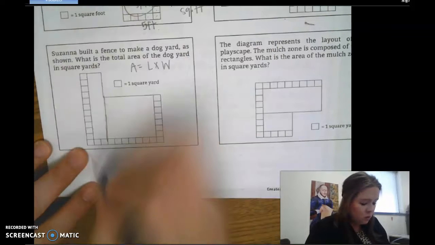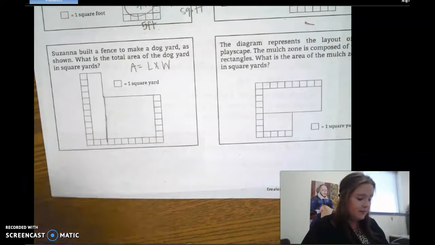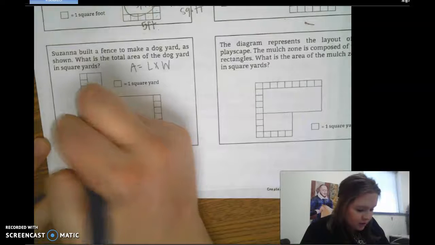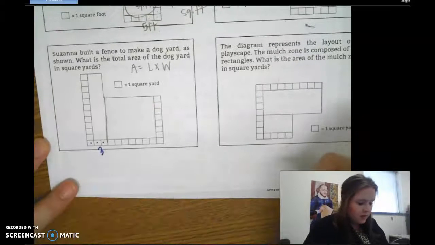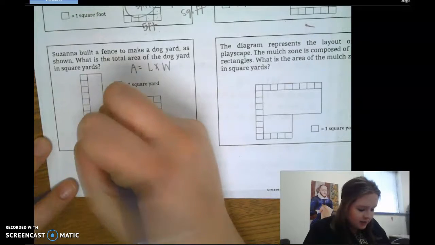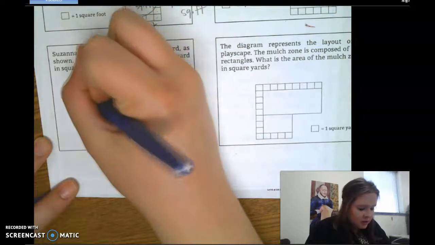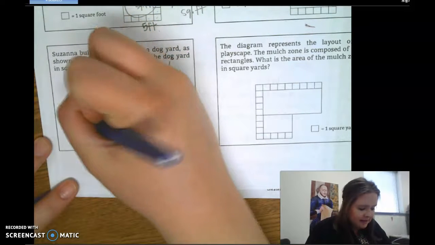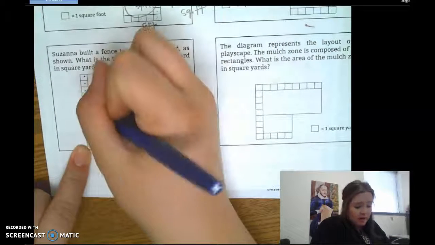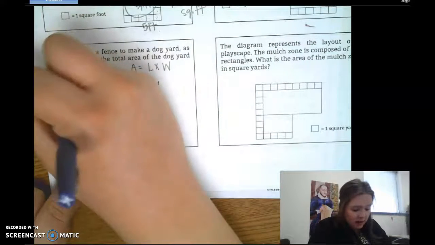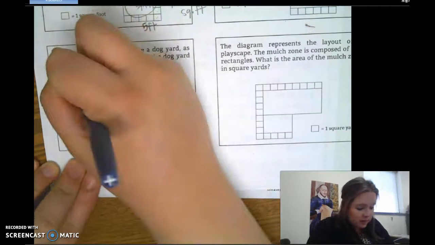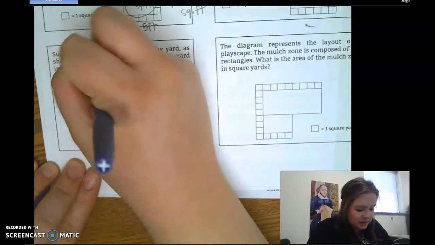So I'm going to find the length of this one, which is 1, 2, 3. These are in yards, so that's 3 yards. Then 1, 2, 3, 4, 5, 6, 7, 8, 9, 10, 11, 12. You count this one for your length and your width. That's 12 yards. So here we would multiply 12 times 3.